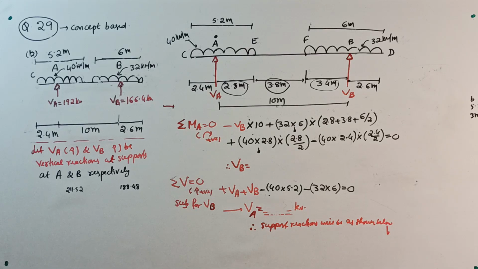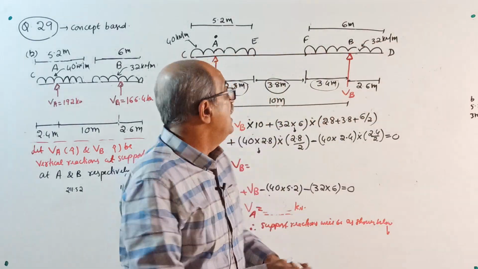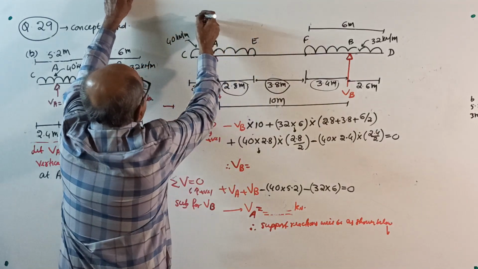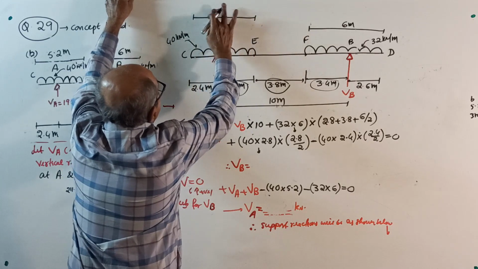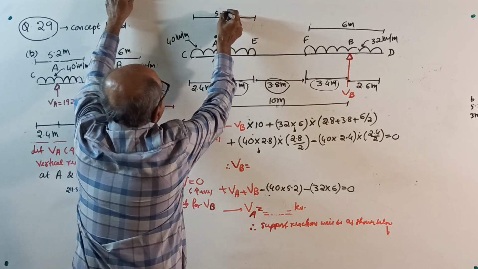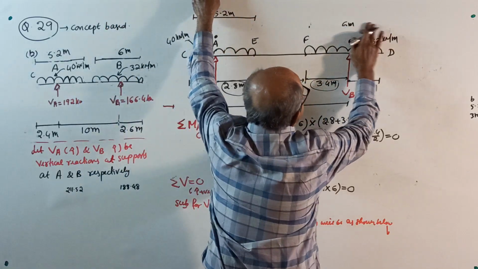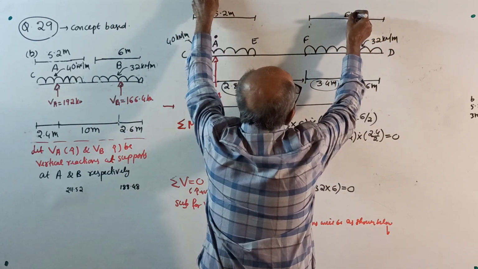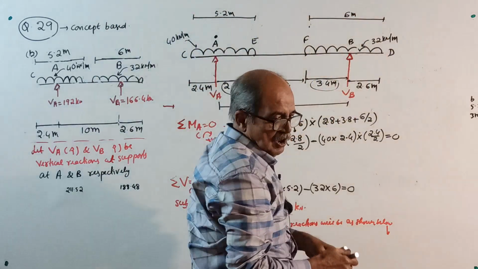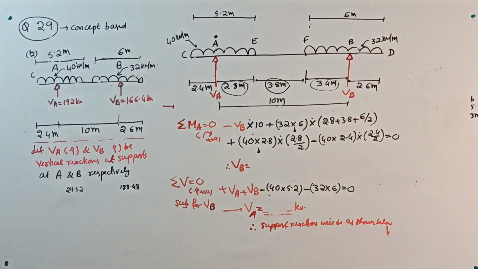You should write everything. See, now I will do one thing. This 5.2, I will write here. This is 5.2 meter. I want to shift it here. This is 6 meter. Just one minute, I will check it once again, because sometimes out of camera means a problem. Okay, no problem. Absolutely no problem. Okay, now start.